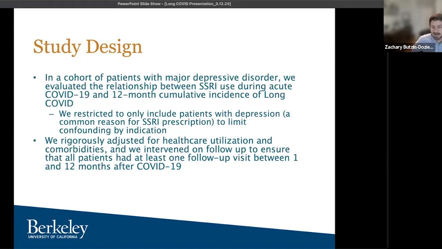So for our study design, in a cohort of patients with depression, we evaluated the relationship between SSRI use during acute COVID-19 and subsequent 12-month cumulative incidence of long COVID. We restricted to only include patients with depression, which is the most common reason for SSRI prescription, to limit confounding by indication. In other words, if we were comparing depressed patients on SSRIs to non-depressed patients not on SSRIs, those populations are likely to be fundamentally different. And so we rigorously adjusted for healthcare utilization and comorbidities, and we intervened on outcome monitoring, which was whether a person went to the doctor between 1 and 12 months after their acute COVID infection.